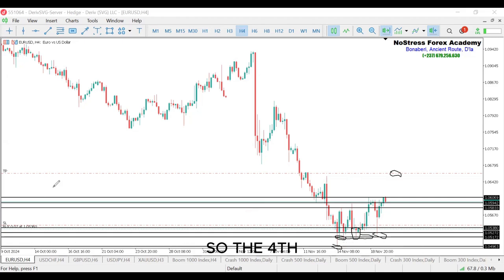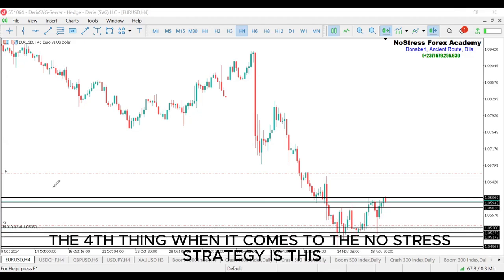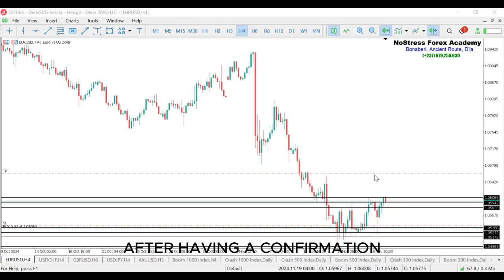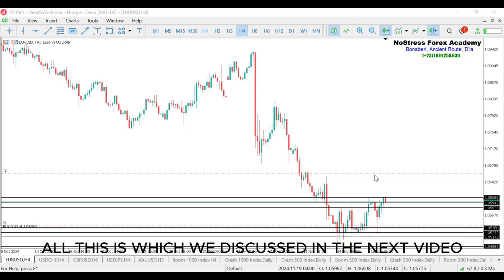So the fourth thing when it comes to the no stress strategy is this: we enter our trades after having a confirmation. All this is going to be discussed in the next class.